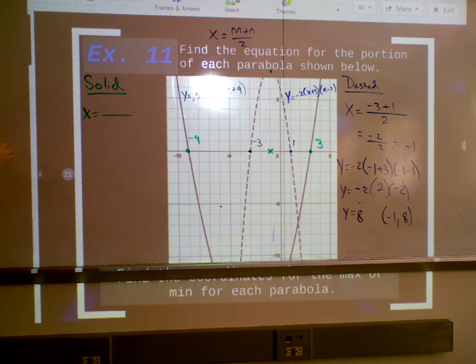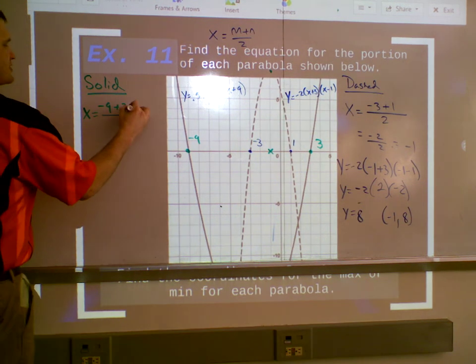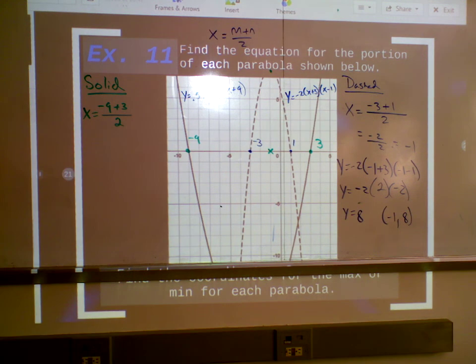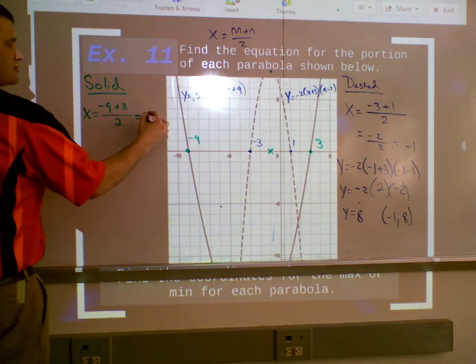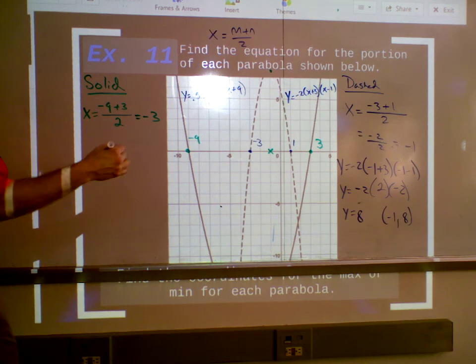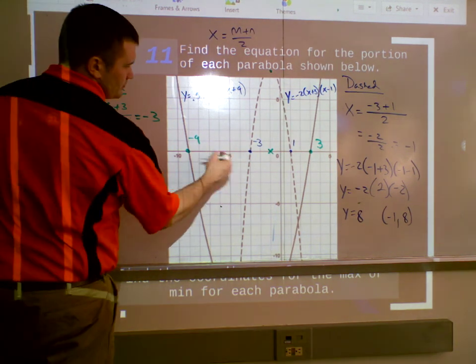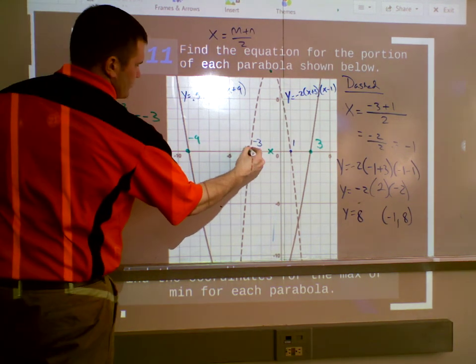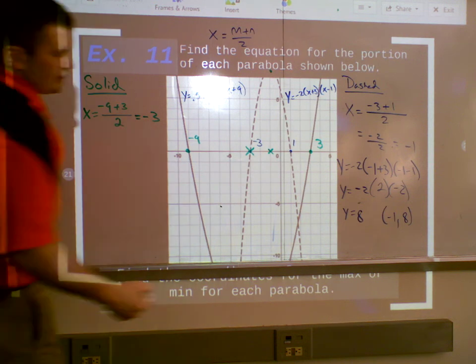Okay, so m plus n divided by 2. So we have negative 9 plus 3. Does that make sense, guys? Negative 9 plus 3 for m plus n. What do we get? Negative 6 over 2, which is negative 3. Good. So that means the minimum occurs right there.